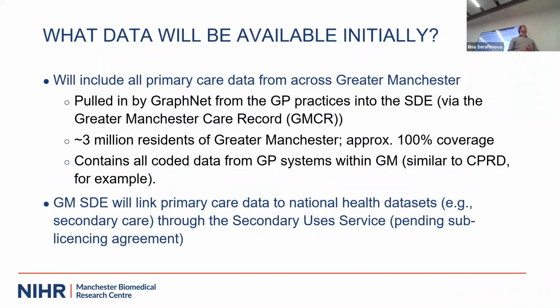So if we start with what data is available, I'm going to split this into what's available initially, and then what will be available in the future on the roadmap. As Will alluded to, initially what will be in the SDE for research is access to all primary care data across Greater Manchester. And that's been pulled into the SDE through GraphNet and the GMCR. So this covers roughly 100% of GM primary care data and all of the coded data that you would expect to see in a primary care system, very akin to CPRD, for example.